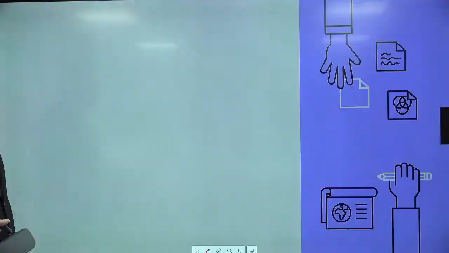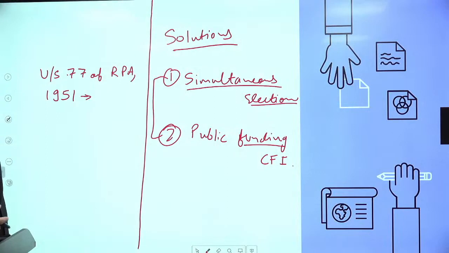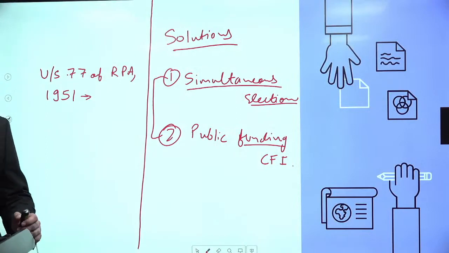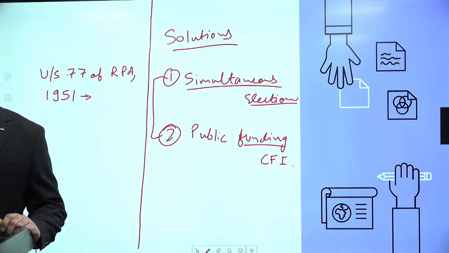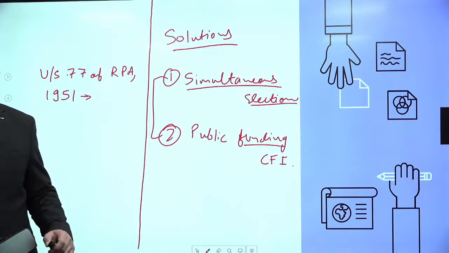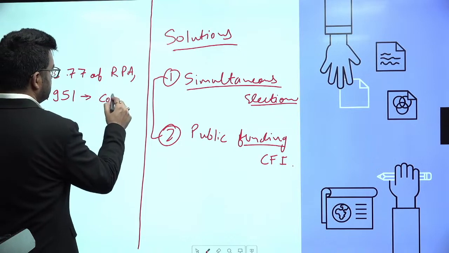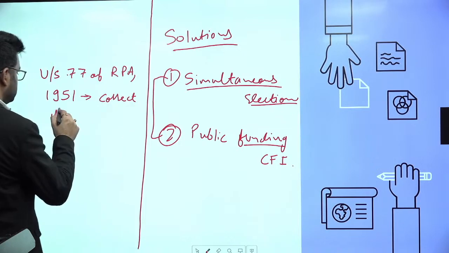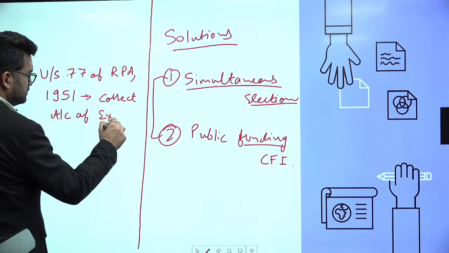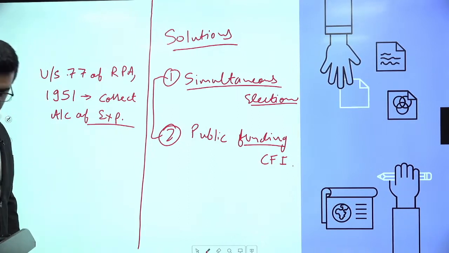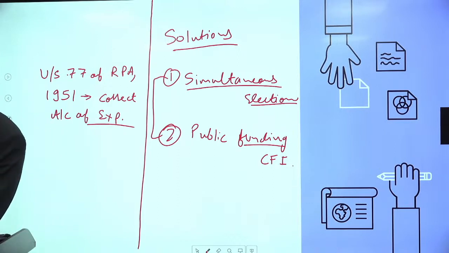Section 77. Under section 77 of Representation of People's Act 1951, every candidate shall keep a separate and correct account of expenditure. All right, every candidate shall keep a correct account of expenditure.